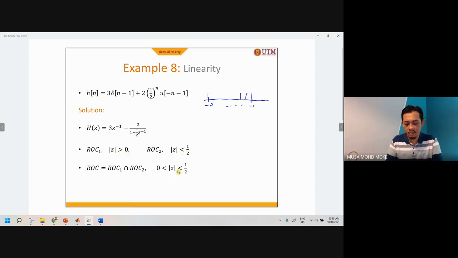And because we have this less than, it is obviously non-causal, right? So actually this equation, the H(z) equation, is straightforward, but you need to be careful with the ROC because we are combining the ROCs. We need to find the overlap region of the ROC.